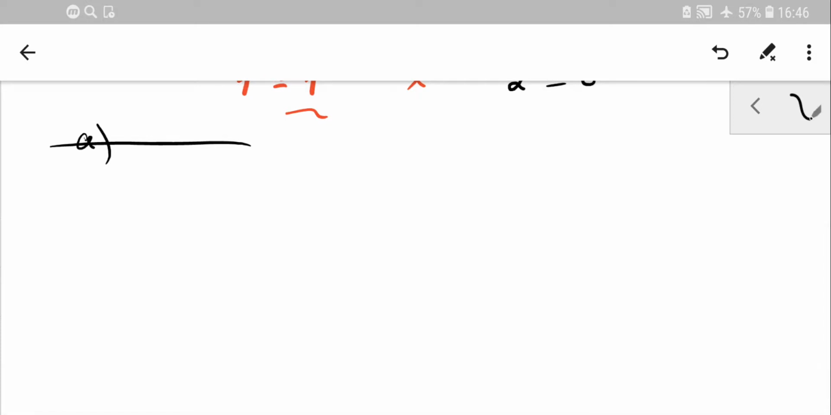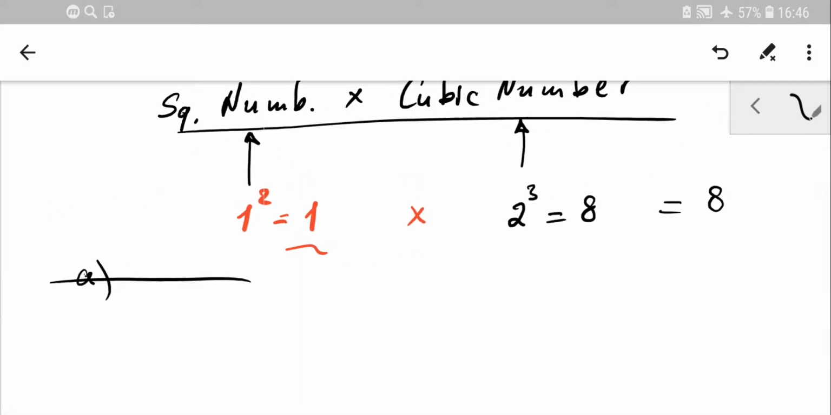Okay, so B: always a cube number and never a square. Actually, what we tested before was both, right? A cube and a square, when we took 1 squared and 1 cubed, we got 1. So 1 is both a square and a cube. So B is also false, because this example contradicts it.